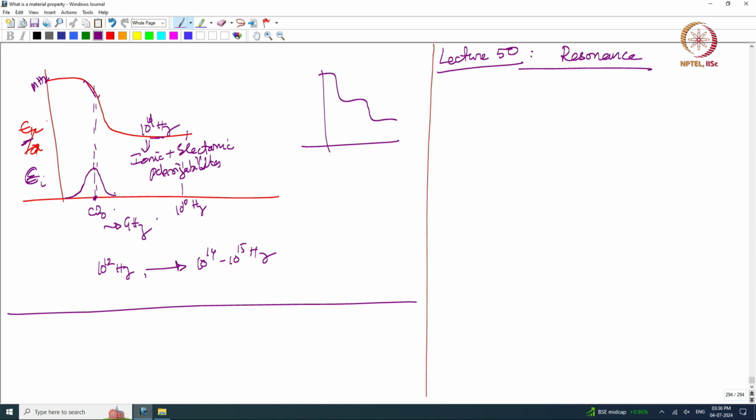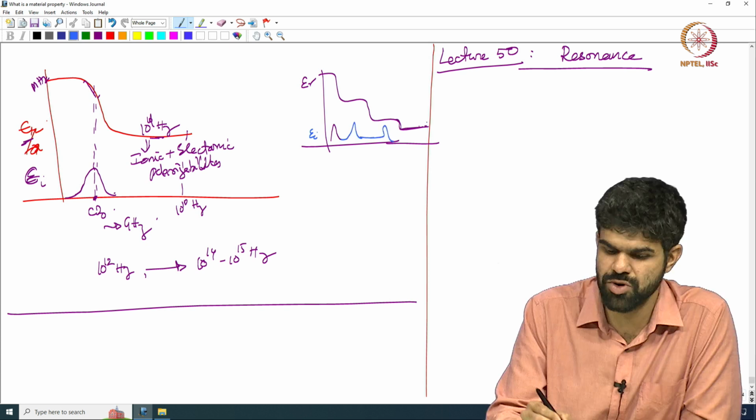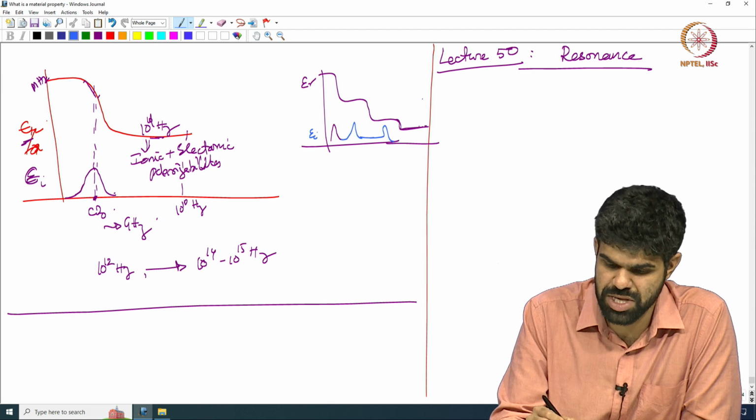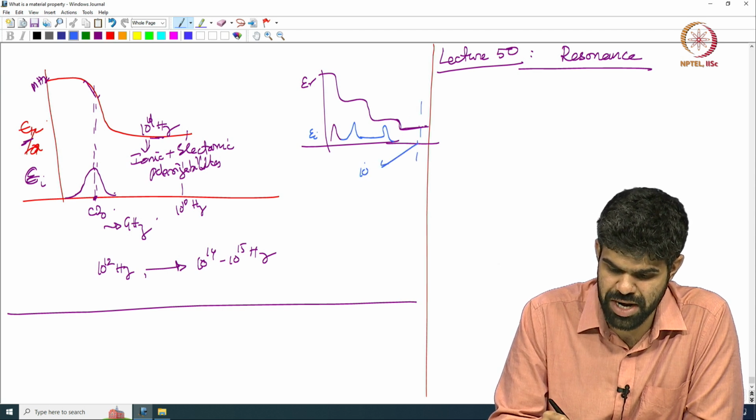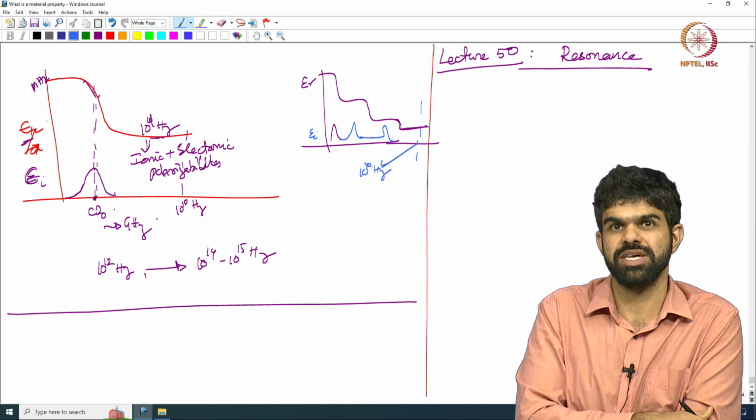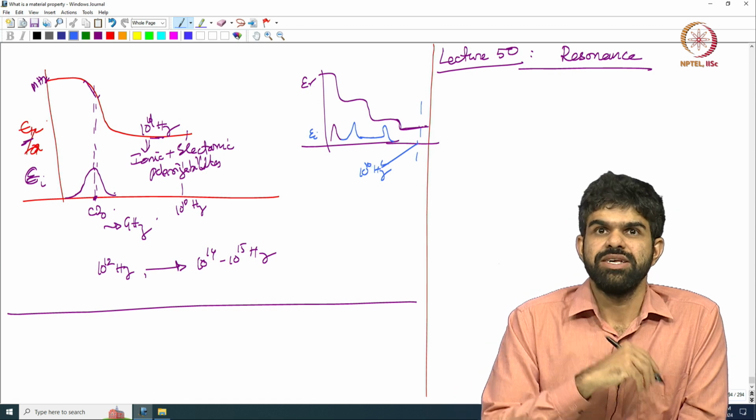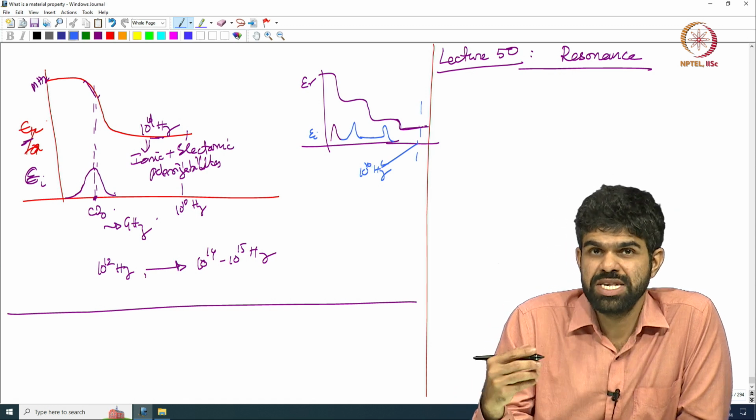Ideally I can have a material with several such relaxation processes, followed by what I am going to talk about today, which is called resonance. There is going to be one peak here. So this is epsilon r, and if I look at epsilon i, there is going to be one peak here, one peak here, one peak here, and so on, followed by what I am going to talk about today. This is what happens up to 10 to the 10 hertz, or gigahertz or so. So what happens beyond these frequencies?